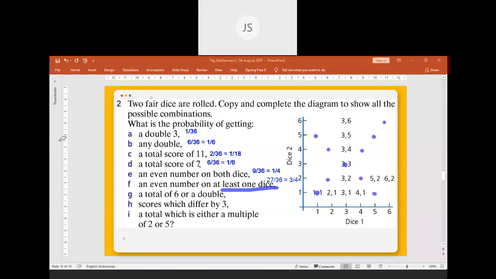Okay, is there anyone having any question so far, or maybe it is still confusing for you? Is there anyone who is still confused? No? Okay, no one asked me anything through the chat box. So I will move to question 8. Score which differs by 3. So the scores will have a difference equal to 3. The difference between the very first dice and the other dice is 3.